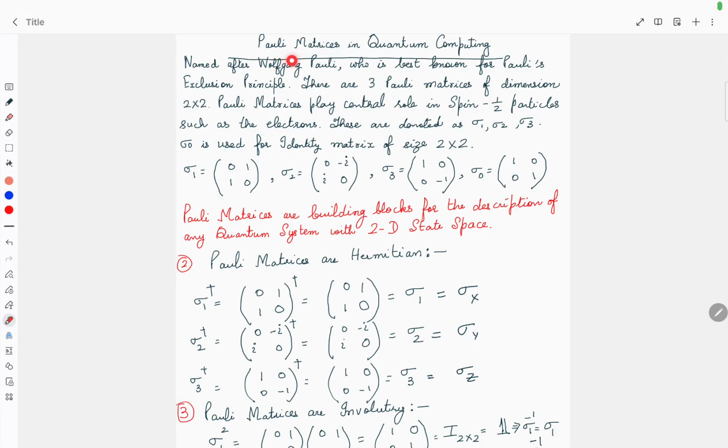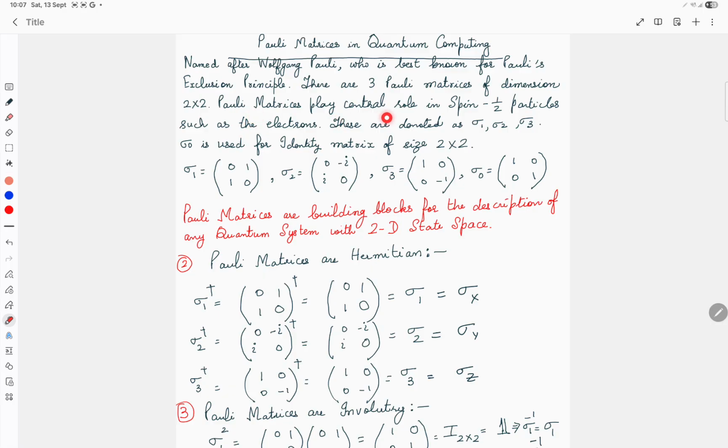Hello everybody, let us talk about Pauli matrices in quantum computing. Pauli matrices are named after Wolfgang Pauli, who is best known for Pauli's exclusion principle. There are three Pauli matrices of dimension 2 cross 2 which are of particular interest.